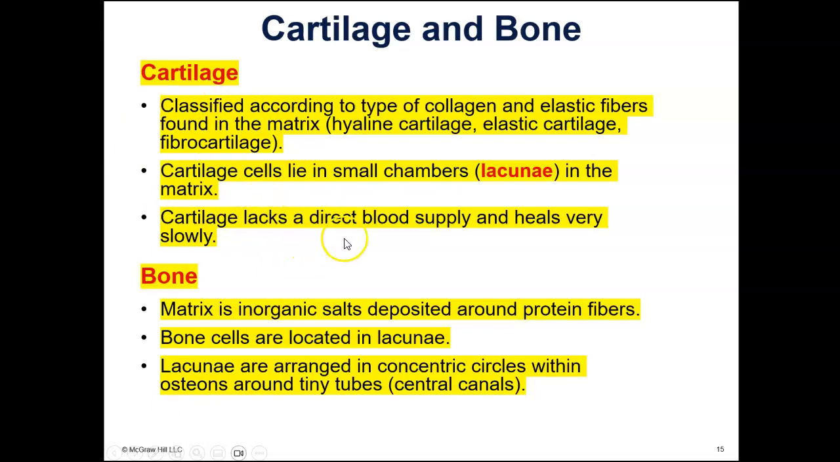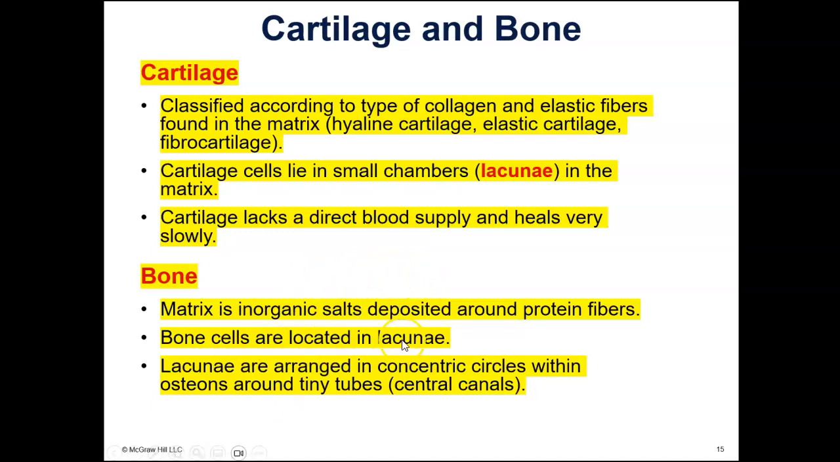Cartilage does not have a direct blood supply, so for that reason, it heals very slowly. The cells of cartilage lie in small chambers called lacunae, and then they're surrounded by matrix. Bone, it doesn't say it here, but it does have a blood supply. So bone has a blood supply, and so it's able to heal a lot faster than cartilage.